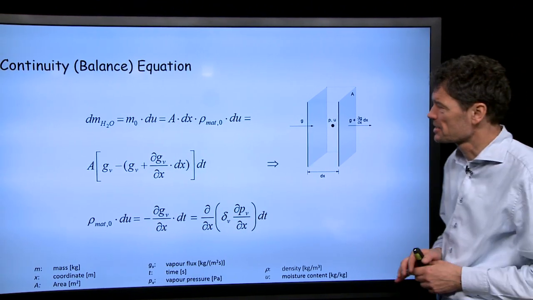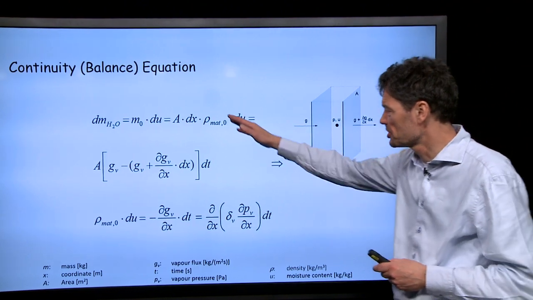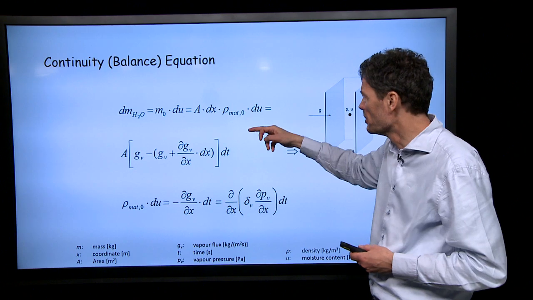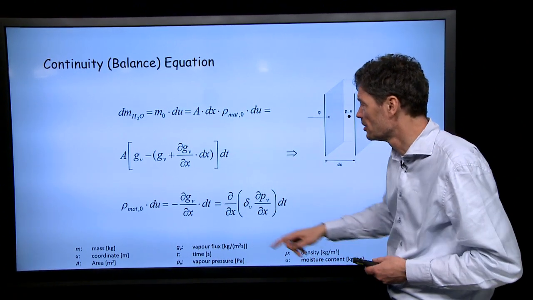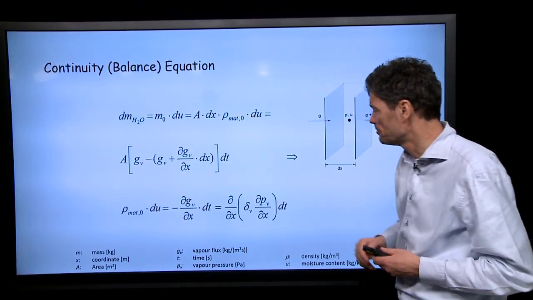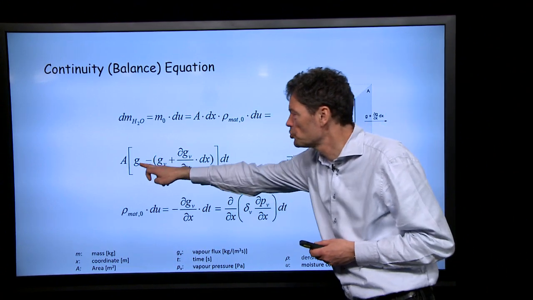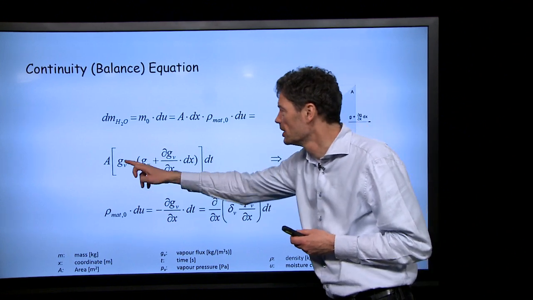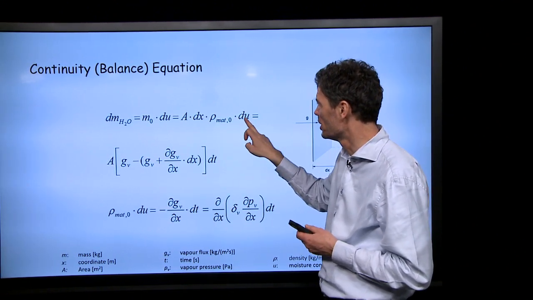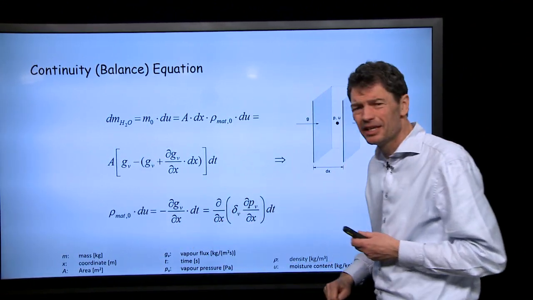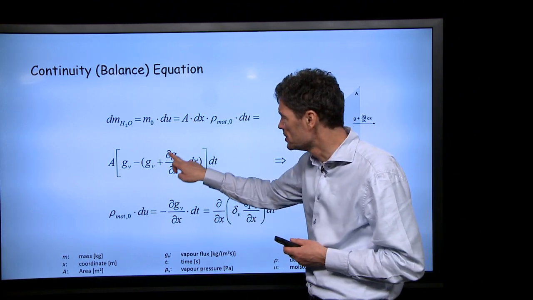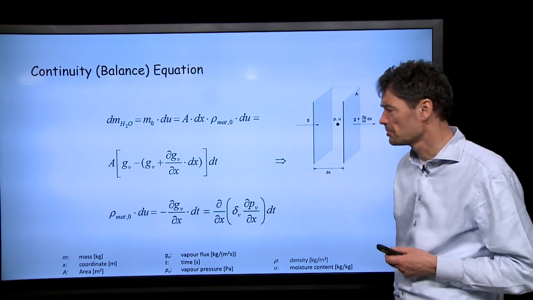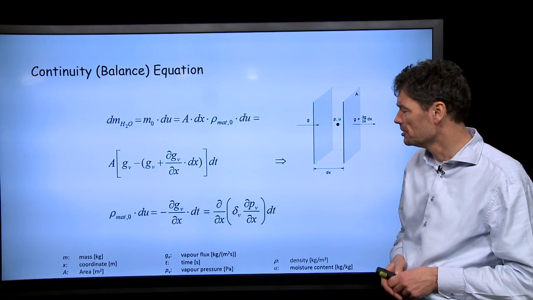So now we clean this up a little bit here. We start up here and we take what we have. We eliminate the A times dx that we had here and there. We have the two GVs removed also. So all that is left now is rho and du on the left-hand side, and on the right-hand side we have the gradient of the fluxes, and then multiplied with the time increment dt.